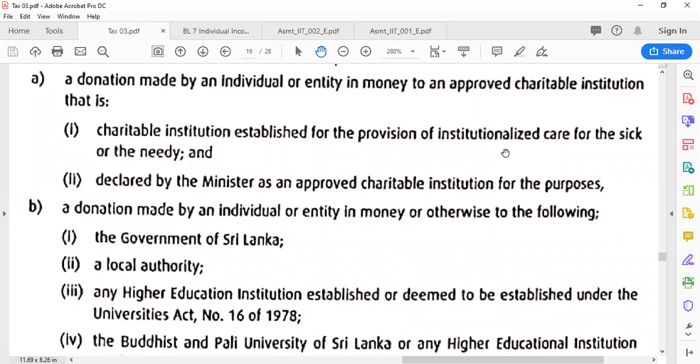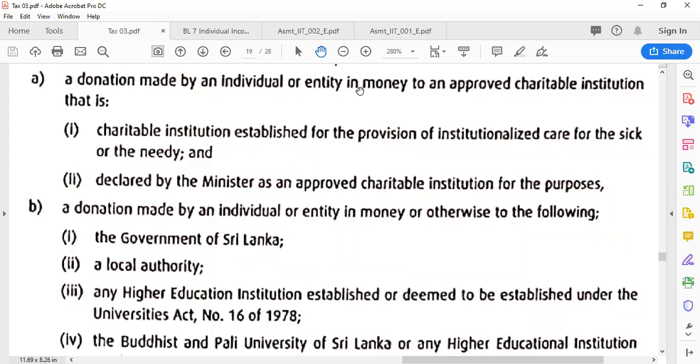Those who are very sick, sick people or needy people, and declared by the minister as approved charitable institutions. So the institution should be listed and should be an approved one under the Minister of Finance. It should be a gazetted one, right? Right. I repeat again.